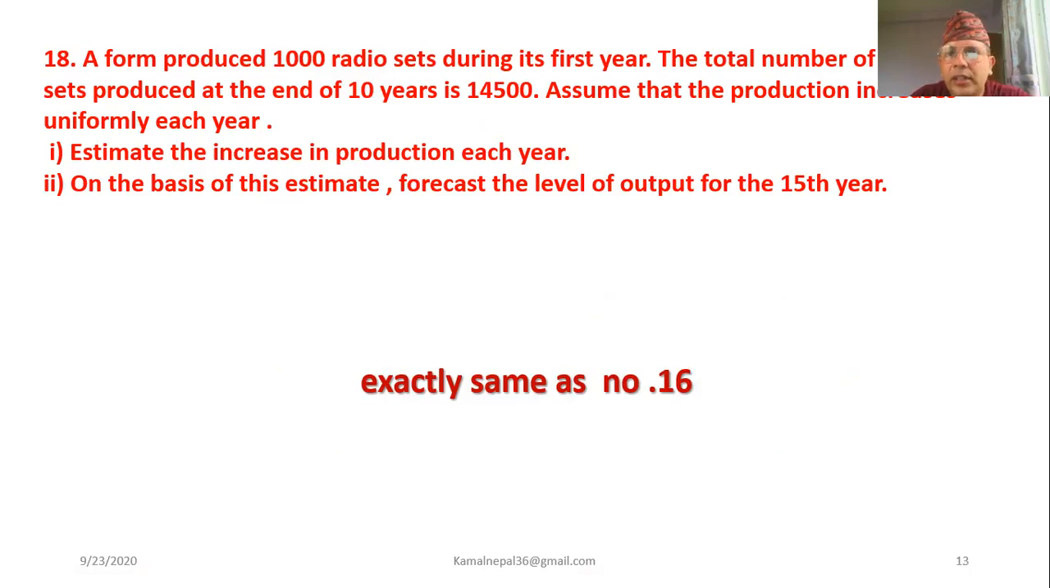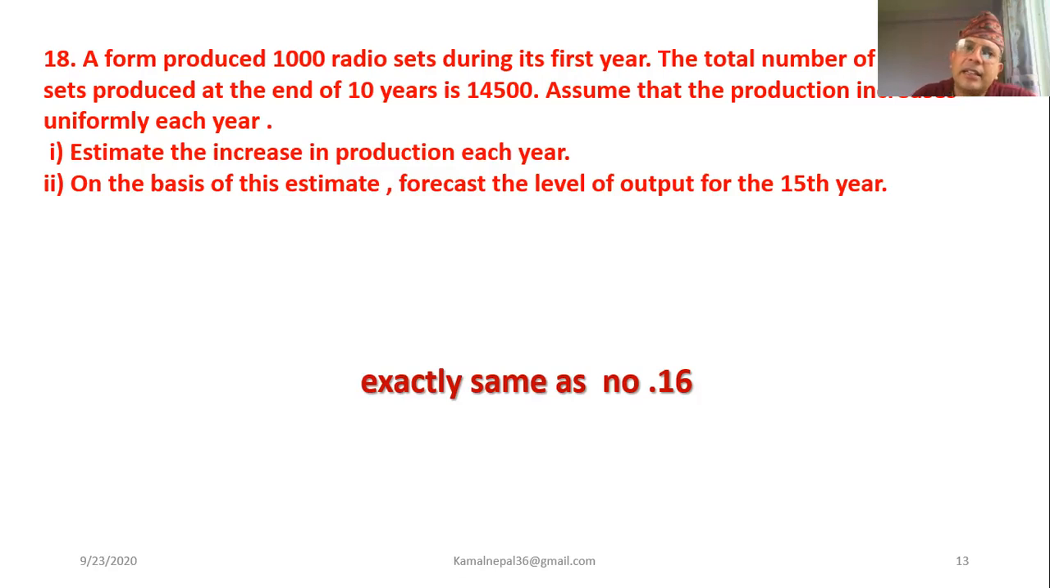a firm produced 1,000 radio sets during its first year. It is A is equal to 1,000. The total number of radio sets produced at the end of 10 years, n is equal to 10, is 14,500. It is Sn is equal to 14,500. Assume that the production increases uniformly each year. Estimate the increase in production each year. That is, we need to find out D. On the basis of this estimate, forecast the level of output in the 15th year. So we need to find out T15.